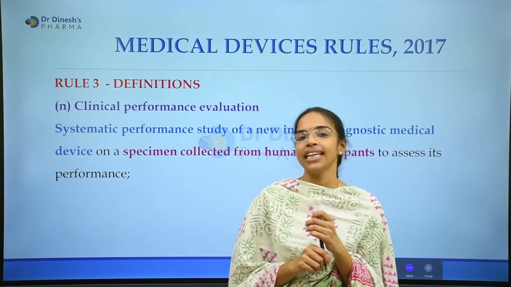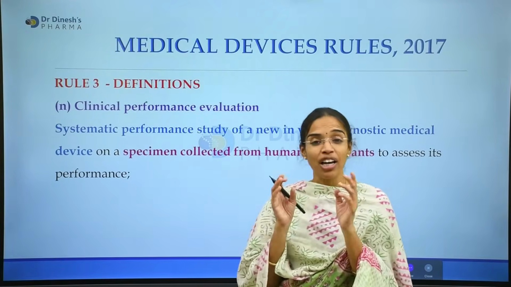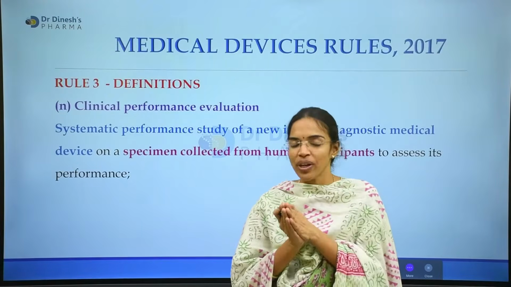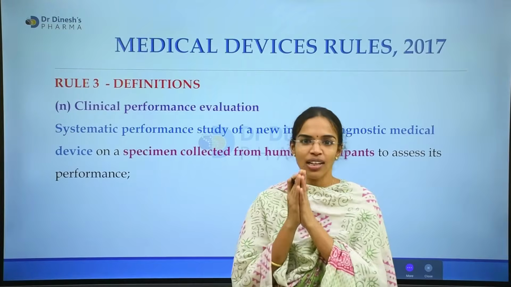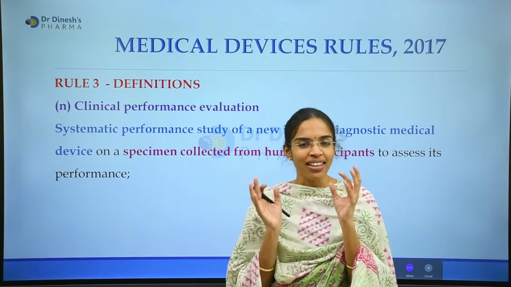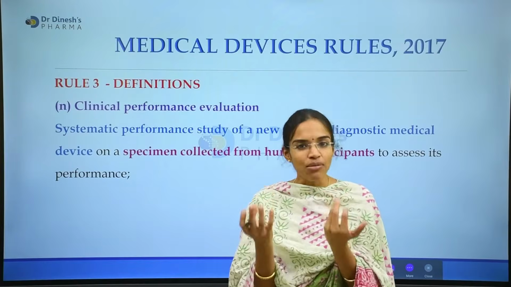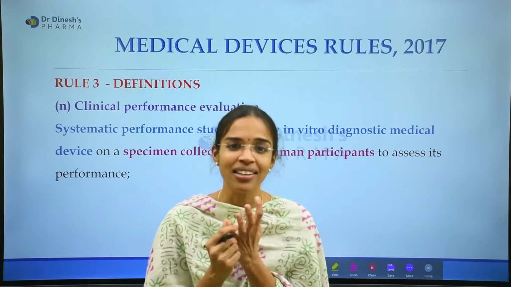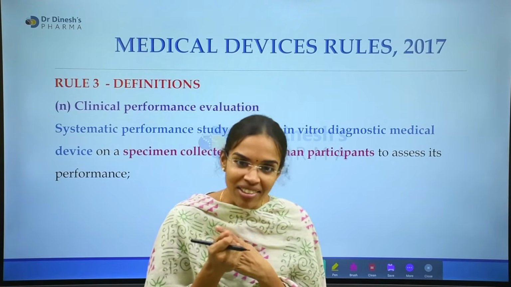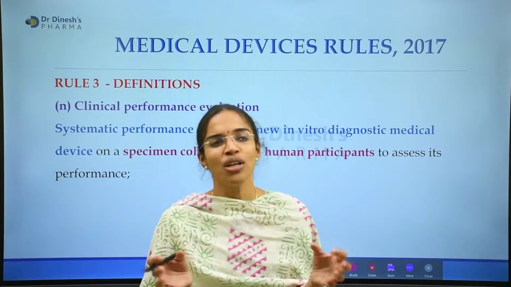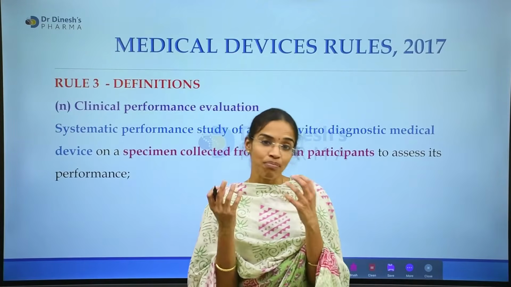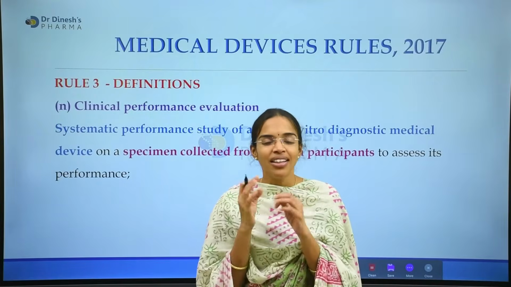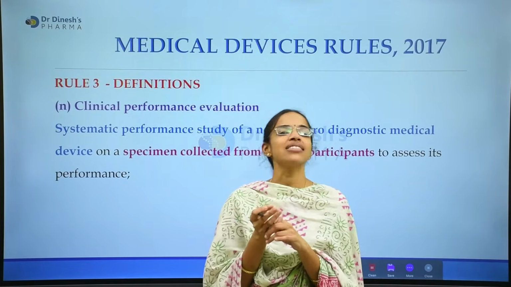Moving forward to rule 3N, which is about the clinical performance evaluation. Very important. Just now we discussed that there are so many terms related to clinical here, and everything seems to be the same: clinical investigation plan, clinical investigation, clinical evidence, clinical performance evaluation. They seem to be one and the same, but they are not even similar. Each term has its own meaning.